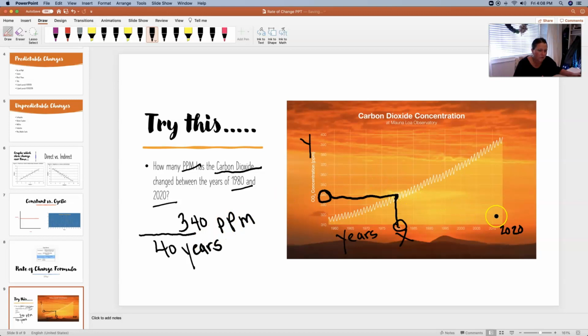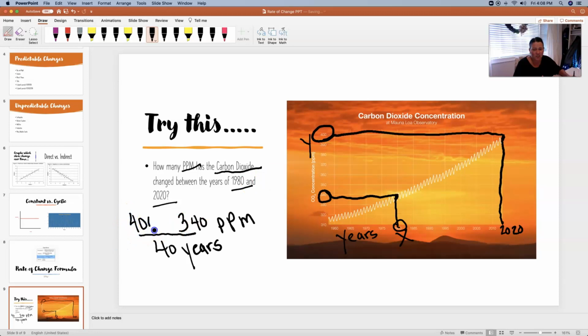Okay, and then I'm going to go to the year 2020, which is the end of this graph. That's now. And I'm going to go up. It's basically ending right about in here. I'm going to round up a little bit here just to get a nice number for you to learn this with. We got about 400 parts per million.